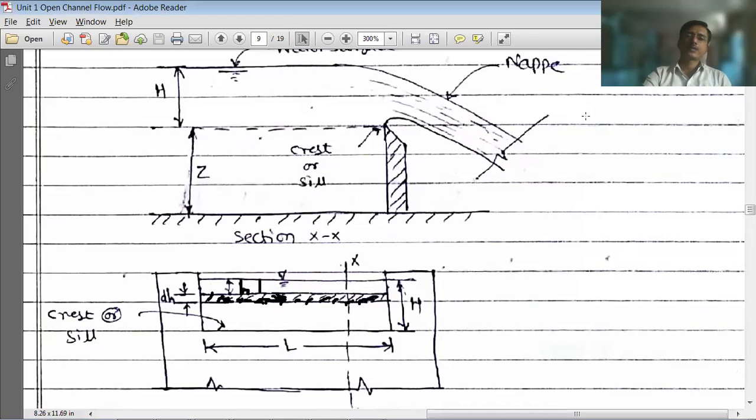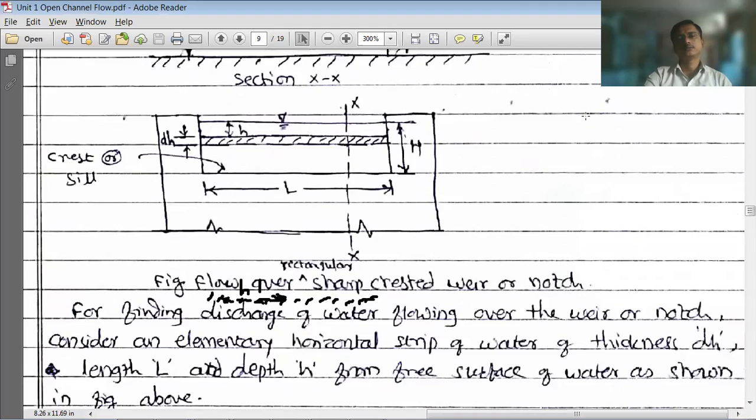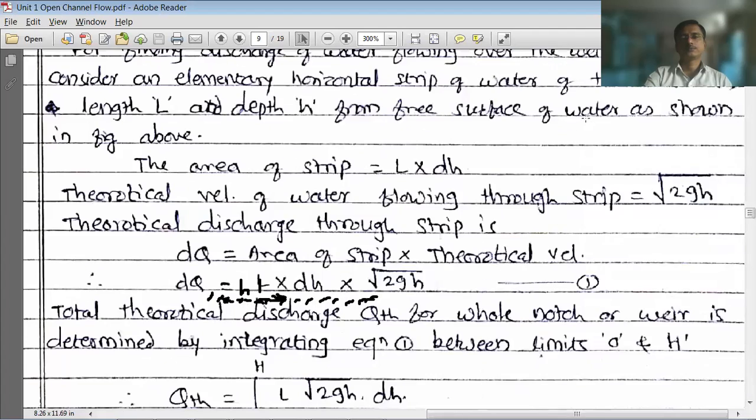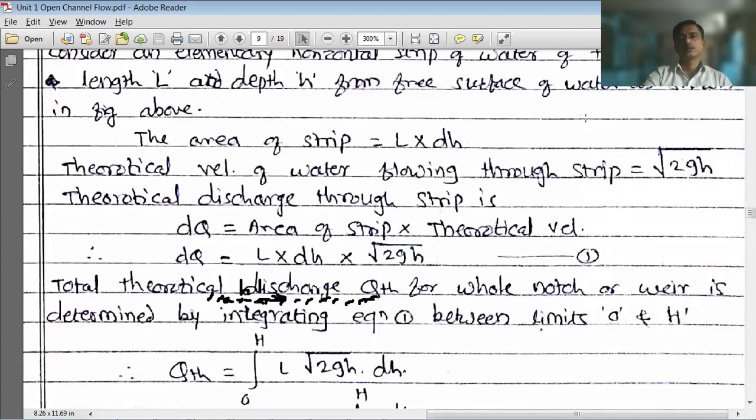In the area of the strip, L is the total length. The area of the strip will be L into dh, right? What will be the rate of flow? What will be the velocity of flow here? The theoretical velocity of water through the strip will be under root of 2gh.